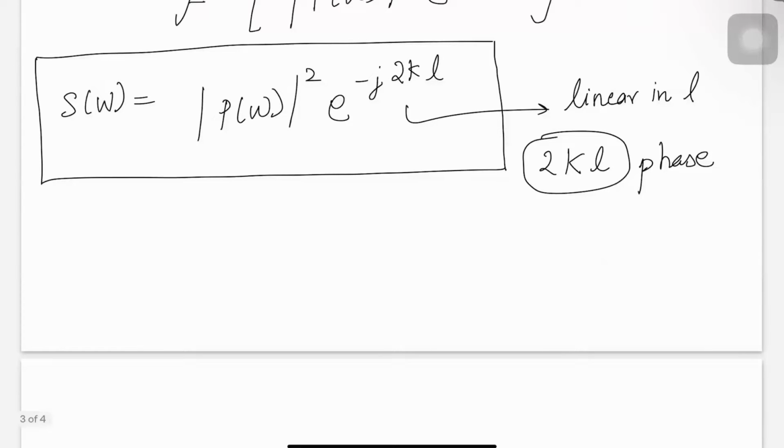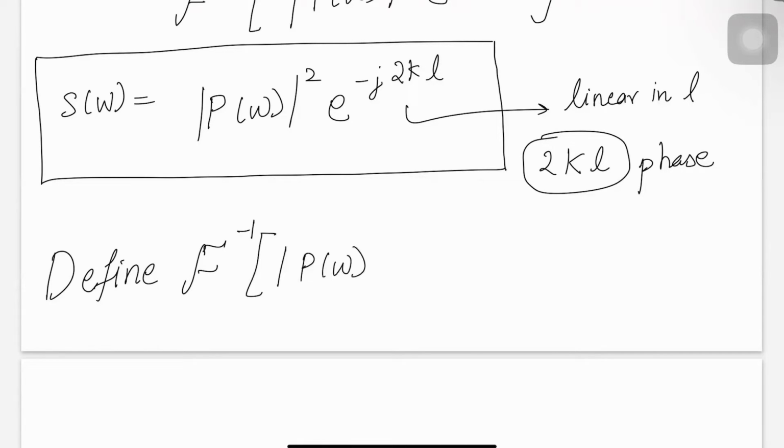So what we can say now is that we can define this, maybe write this here. So this is P. All right, so we can define a new term. I will define F inverse of modulus of P of omega squared as PSF of T, which stands for the point spread function.